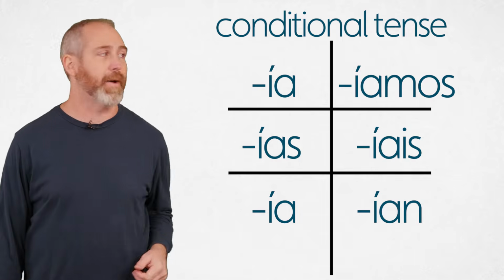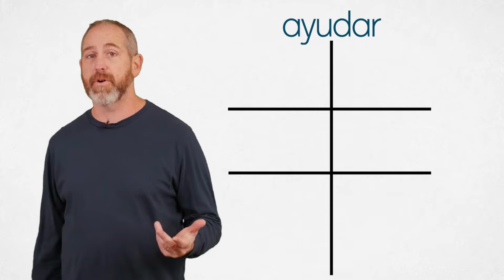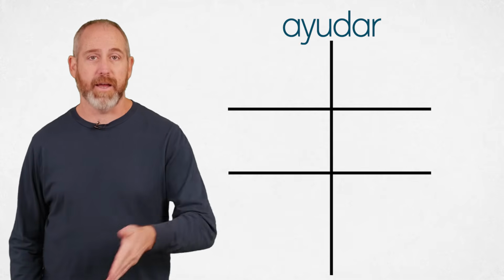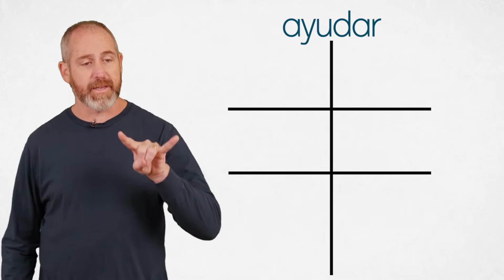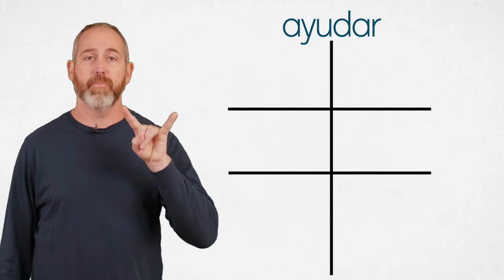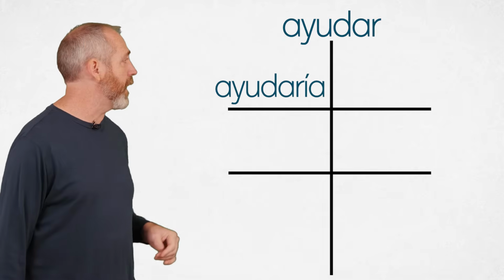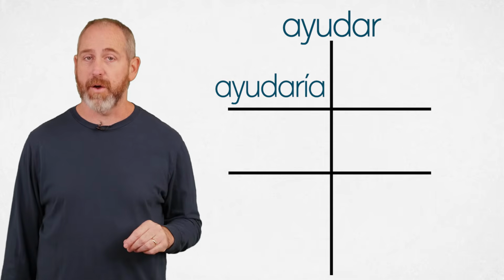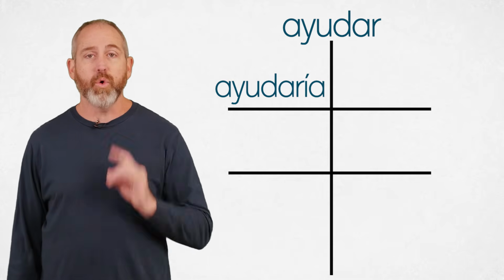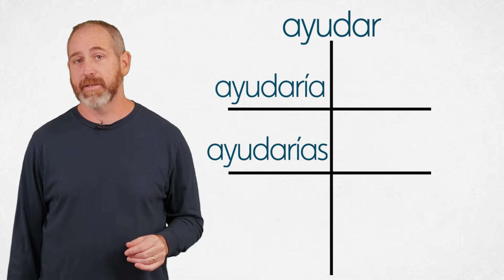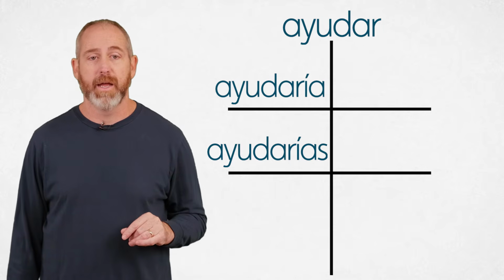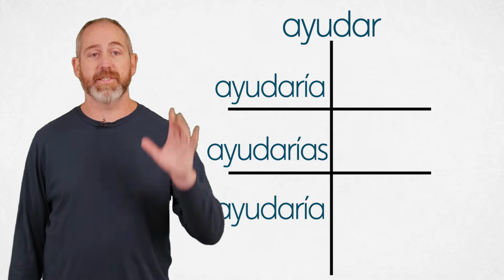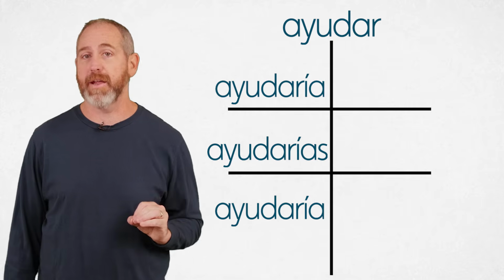So let's look at the verb ayudar. We talked about the verb to help before, so we can say ayudar, to help. We're going to take it, leave the AR on there, put the ending on it. So this is what it would look like. Yo ayudaría. I would help. Tú ayudarías. Él, ella, usted ayudaría. Now notice it's the same for the yo form and the él, ella, and usted form.